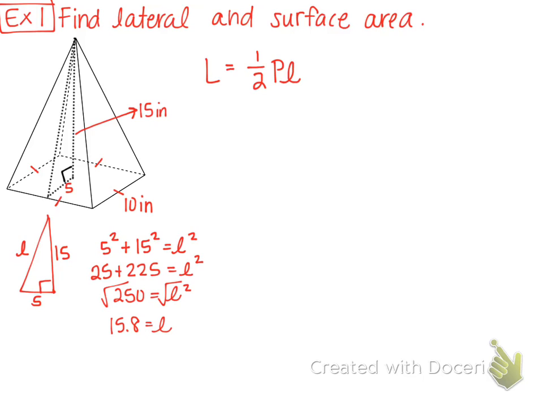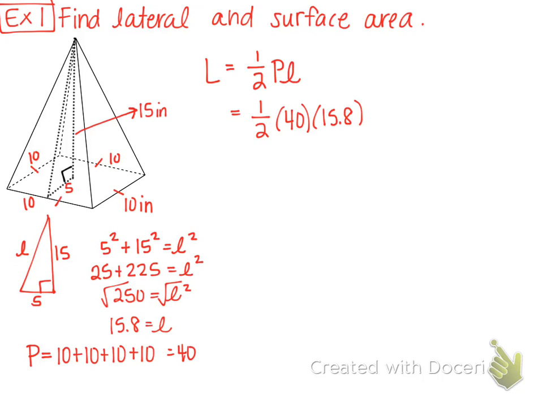So now, before I plug in, I'm going to go ahead and say the perimeter is equal to 10 plus 10 plus 10 plus 10. Because all these bottom pieces are marked congruent, all of them are 10. So my perimeter of the base is 40. Now I can plug into my formula. So we have 1/2 times 40 times 15.8. And put that in your calculator. And you get 316. And the units is inches squared.